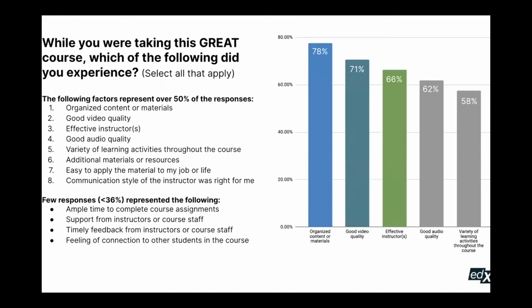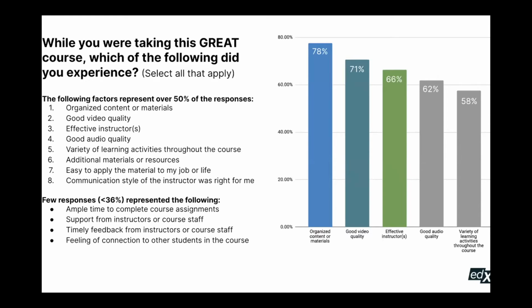So we also wanted to ask, we gave a list of categories and we said, all right, out of these, while you were experiencing all that goodness, which of the following actually did you experience? And the thing that people experienced the most during a positive learning experience was that organized content or materials. Next was good video quality, and third was effective instructors.